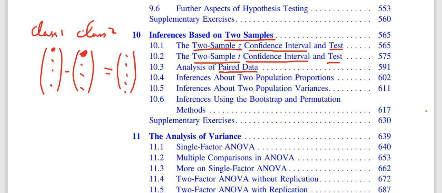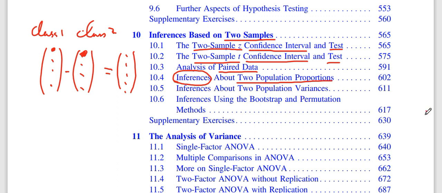Okay. So here we can also have two population proportions, P1 and P2, just as mu1 and mu2 are two population means. Whether we do estimation or testing, we call those things inference. Inference is just information.